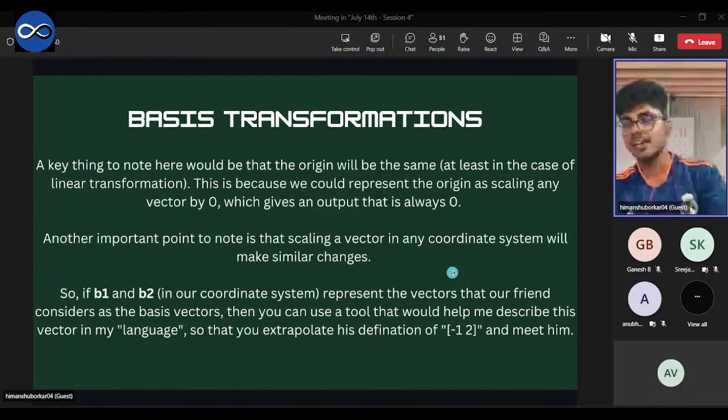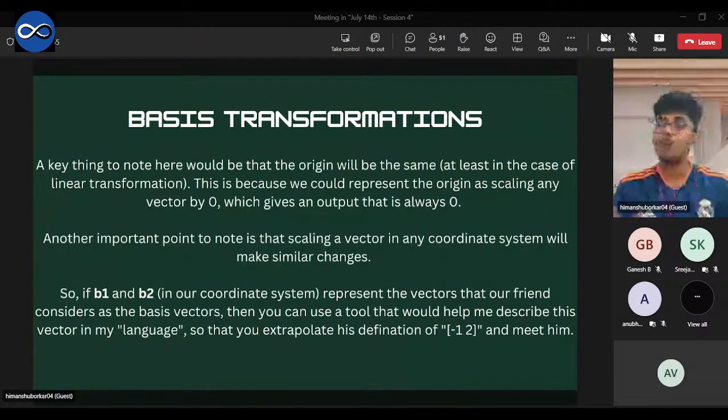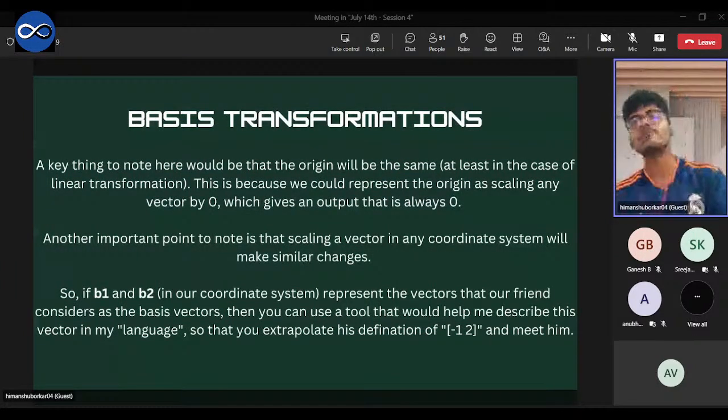A key thing to note again here is that the origin will be the same, at least in the case of linear transformation. Why? Because origin means nothing but scaling any vector in the coordinate system by 0. So you multiply any vector by 0, you'll get to origin anytime, right? In any coordinate system, whatever the direction of the vector is, whatever the vector is, you multiply it by 0, you'll get back to 0. At least in the case of linear transformations. So the output will always be 0. That is one thing to note here.